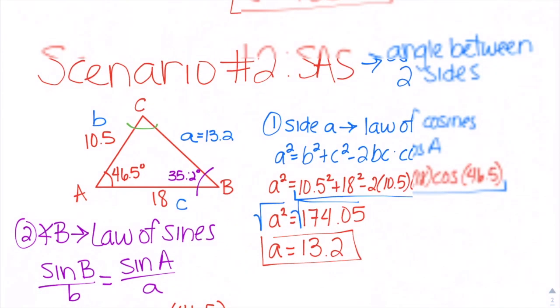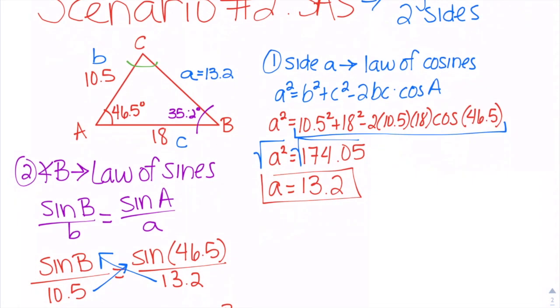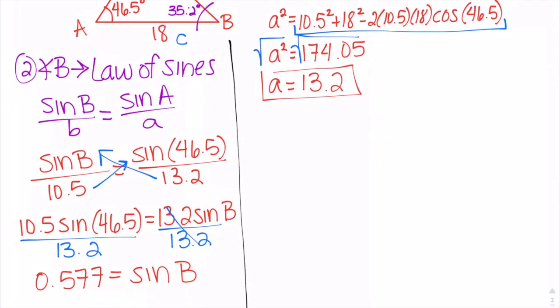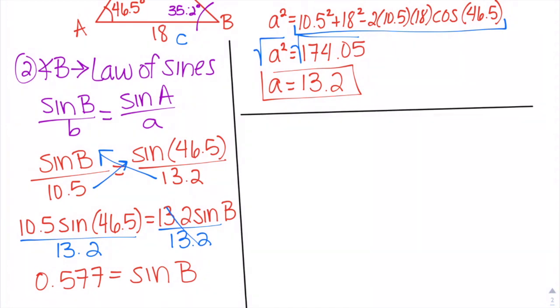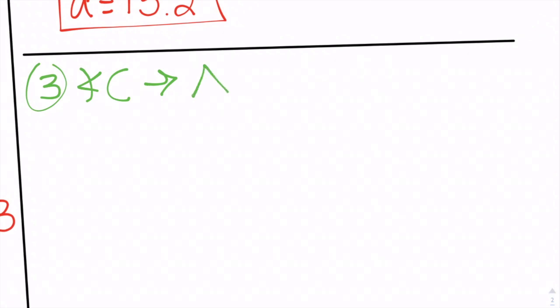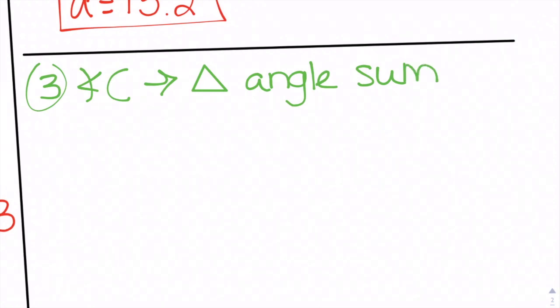And so lastly, we need to solve for angle C up here. And so we can solve for angle C by using this angle sum formula, because we know that they total to 180 degrees. So step 3 is solving for angle C using your triangle angle sum.